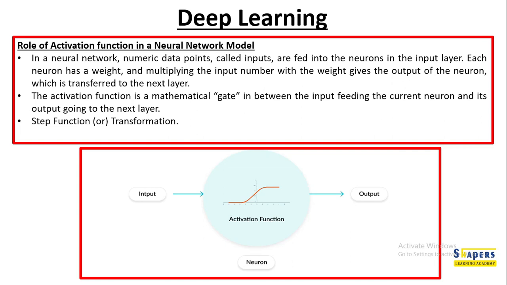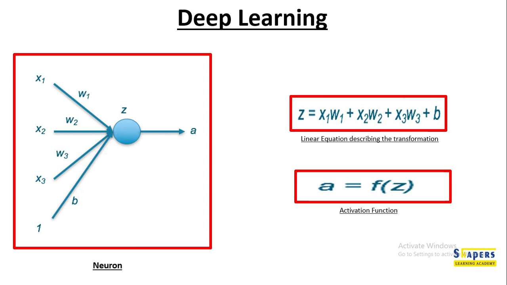Presenting you a deeper role of the activation function in a neural network. In a neural network, the numeric data points called inputs are fed to the neurons in the input layer, as we know. Each neuron has a weight, and multiplying that input number with the weight gives the output of the neuron, which is transferred to the next layer. Getting back, here we have the inputs multiplied by their weights and added to the bias, which gives an output Z, but it's only a transitional output. This transitional output is fed to the activation function.